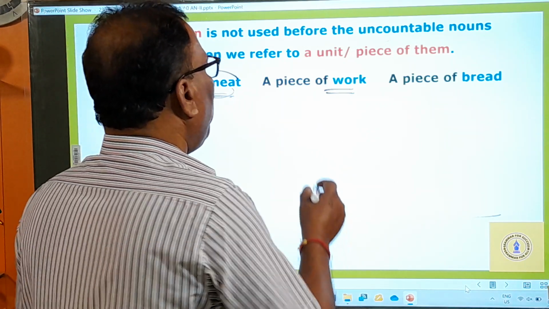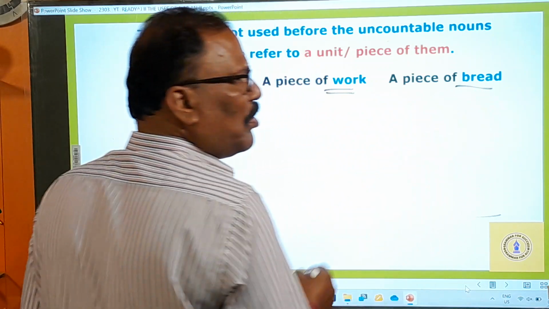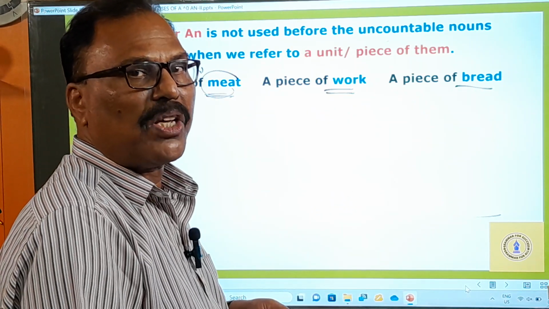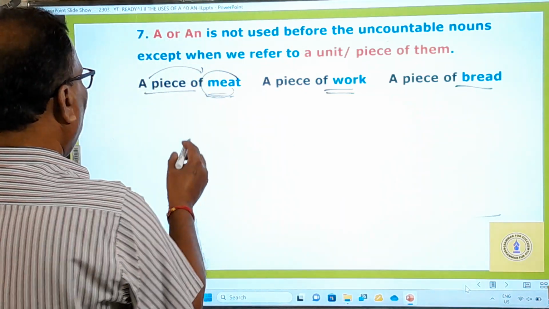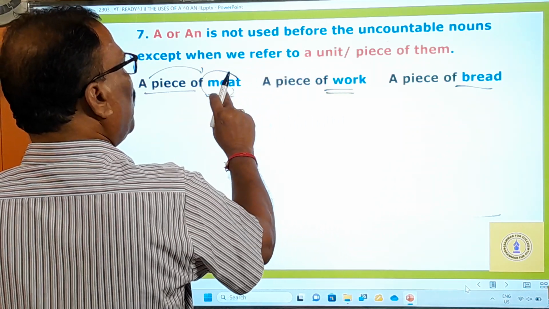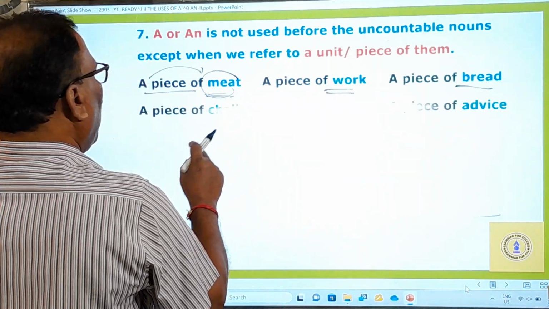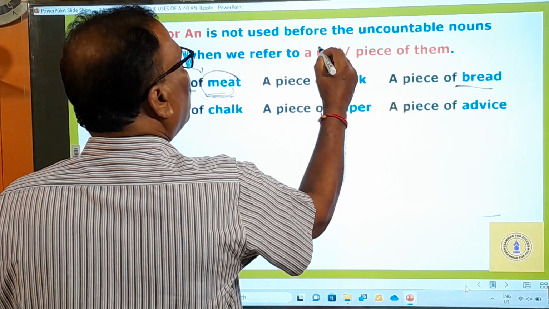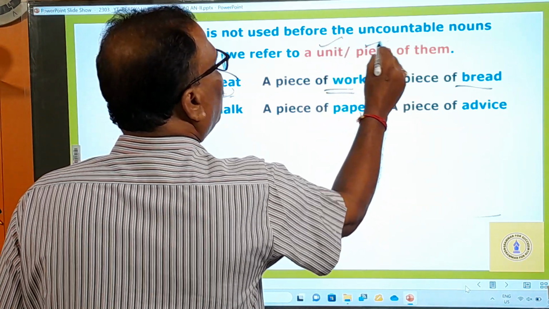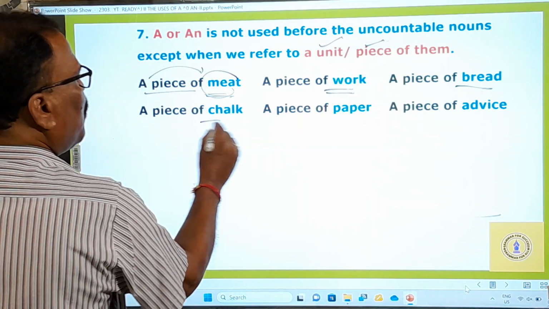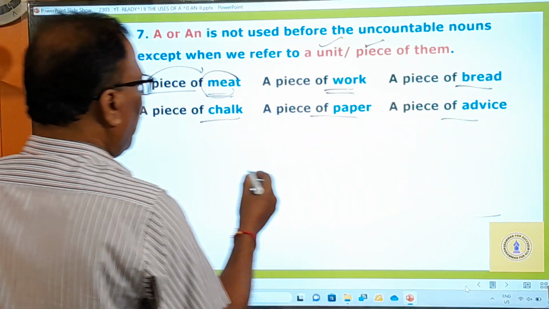So, a piece of work. Bread also. Don't say, give me a bread. Don't say, give me a piece of bread. So, it's like that. Generally, we don't use any article before them. If you want to refer to a unit or piece of them, then you can say a piece of chalk, a piece of paper, a piece of advice.